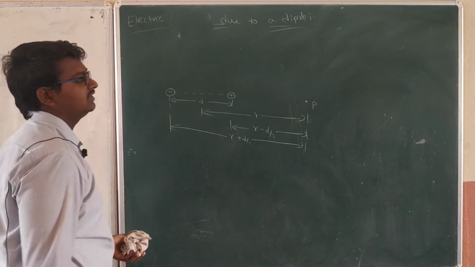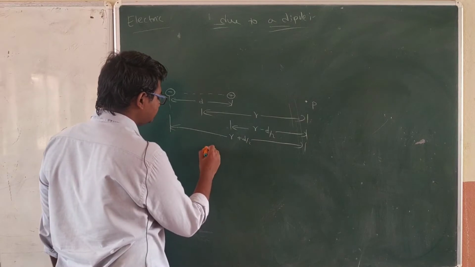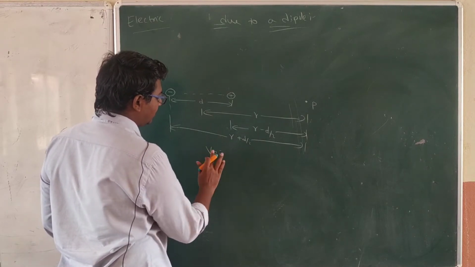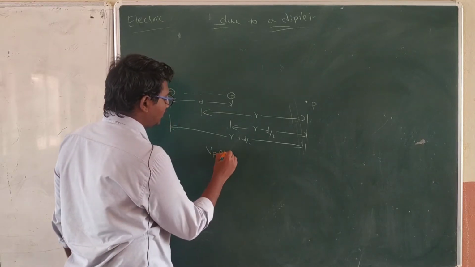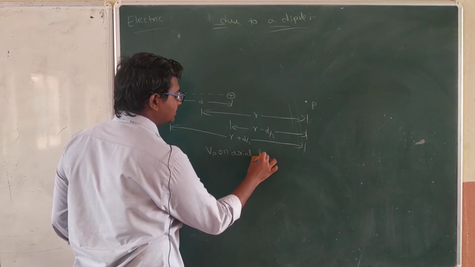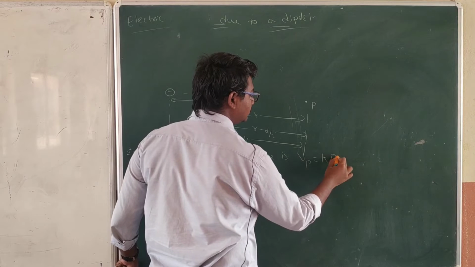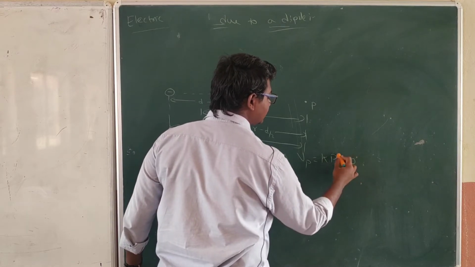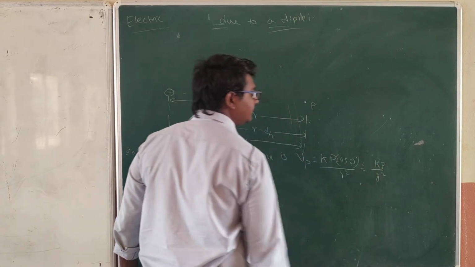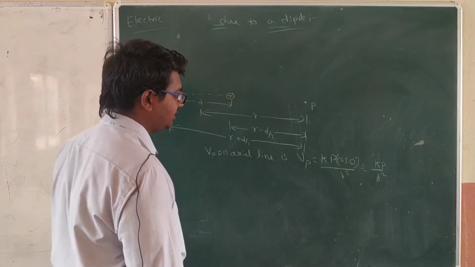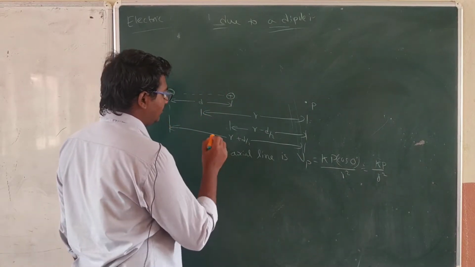Then at that time the theta value we can consider as 90 degrees. It means in this situation, Vp, or V axial, at point P, Vp on the axial line is Vp equals Kp cos 0 degrees by r square, that is Kp by simply r square, where K equals 1 by 4 pi epsilon naught. Right, this is nothing but called Vp on the axial line.